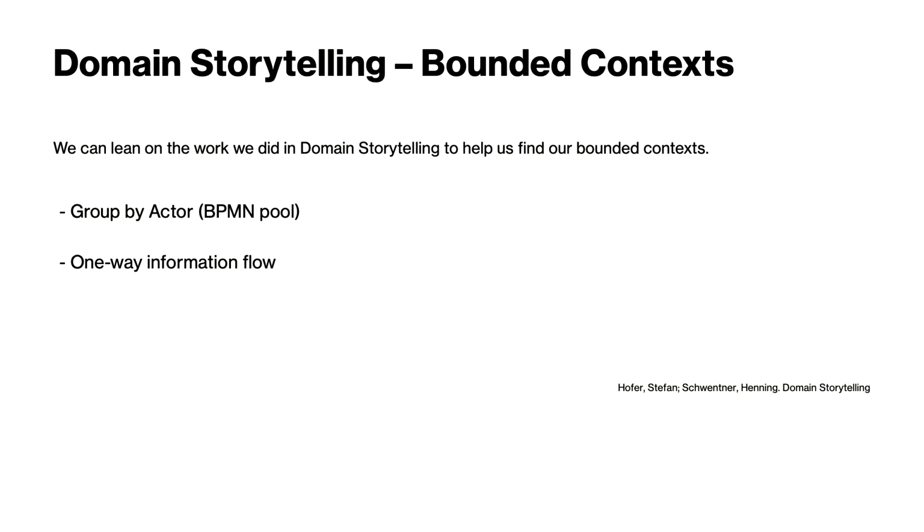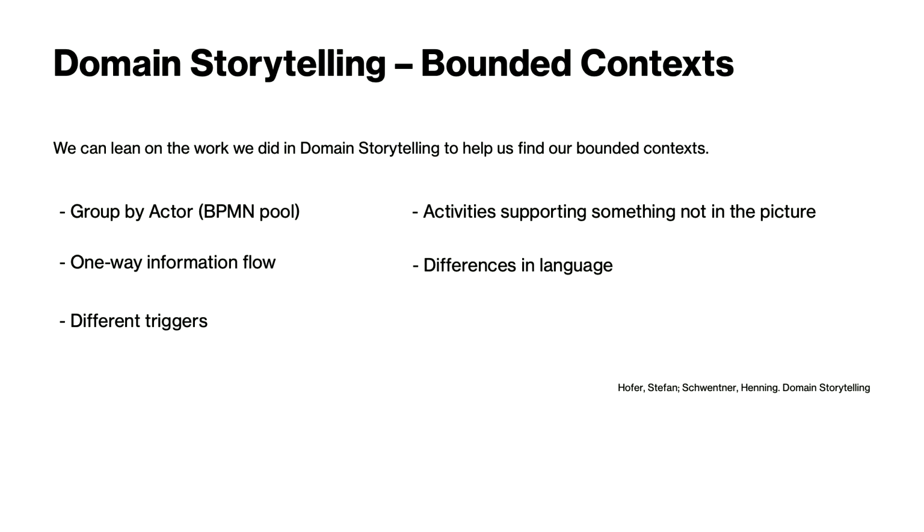One-way information flow often is a reason to have a separate context. In other words, I deal with a whole lot of work objects, but I don't really deal with anybody else. And at the end of it, I have some kind of handover where I go, having assembled all this stuff, I give it to you. Different triggers, so different reasons why effectively this whole process runs and gets started. Activities supporting something not in the picture, that typically means, I call out to an external payment provider or something like that. Differences in language, well, that's a classic DDD one, right?